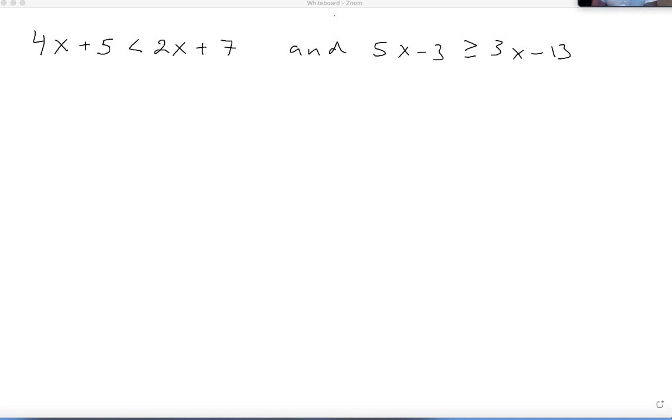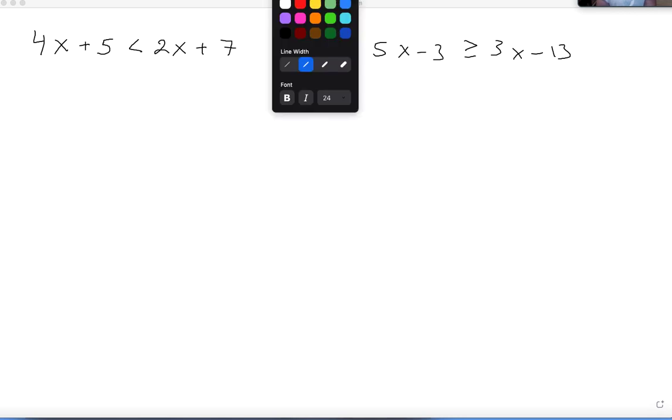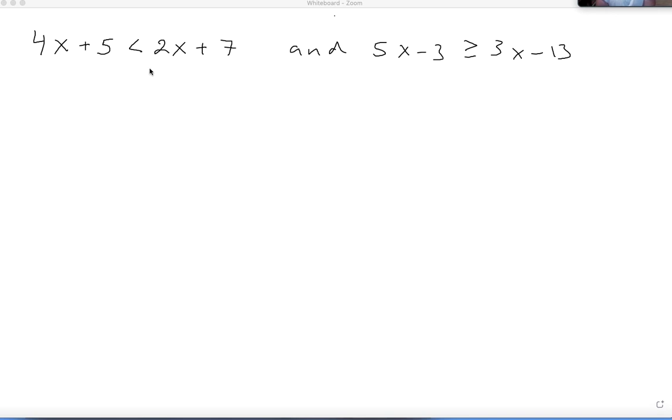Okay, so for this one, the directions are to solve the inequalities and then graph the solution set and write the solution set in interval notation. So we got these two separate ones here, and we'll just solve this and see where that takes us. I'm not going to change colors because I'm going to do it 1,000 times here.